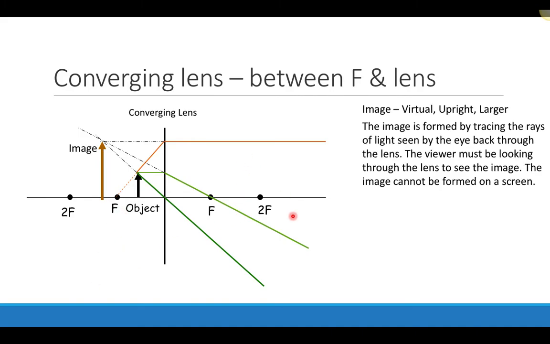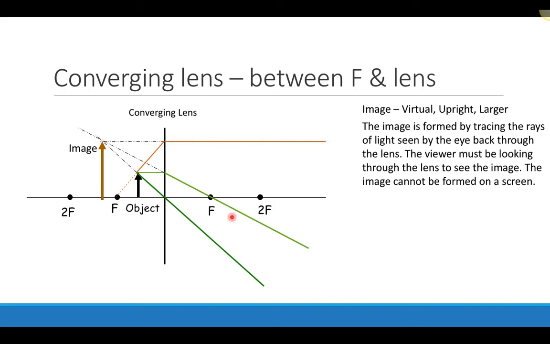So to see this, I would have to have my eye over here, and I would have to look through the lens. So I place my lens down, I bring my object close to the lens, my eye sees these rays of light, and those rays of light seem to be originating from behind the lens at this location, and my eye interprets that as where the actual image is located. So this is a virtual image. It's virtual because the rays of light don't actually come together.